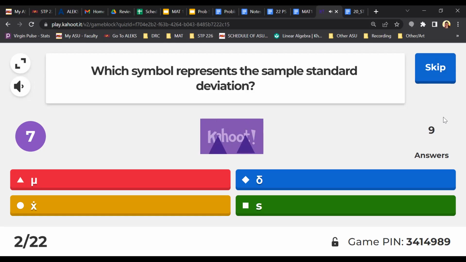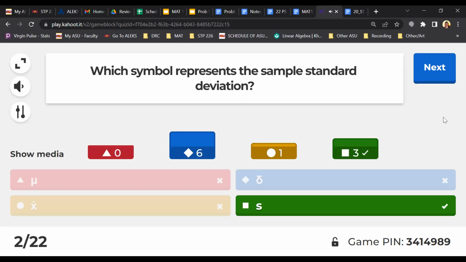This one, we're looking for the sample standard deviation. All right, so sigma is the population standard deviation. That's the blue one. And S is our sample standard deviation. So again, if you didn't have those planned to put on your reference sheet, those are good ones to put on there, just to make sure you get those couple points.